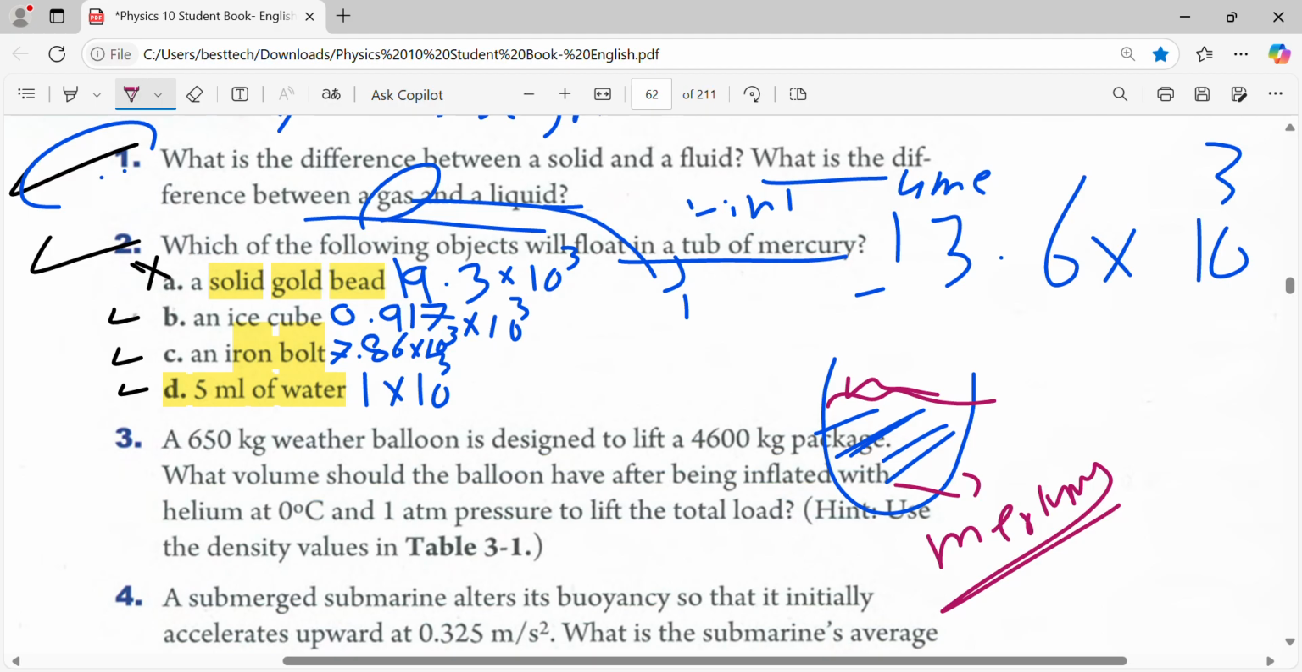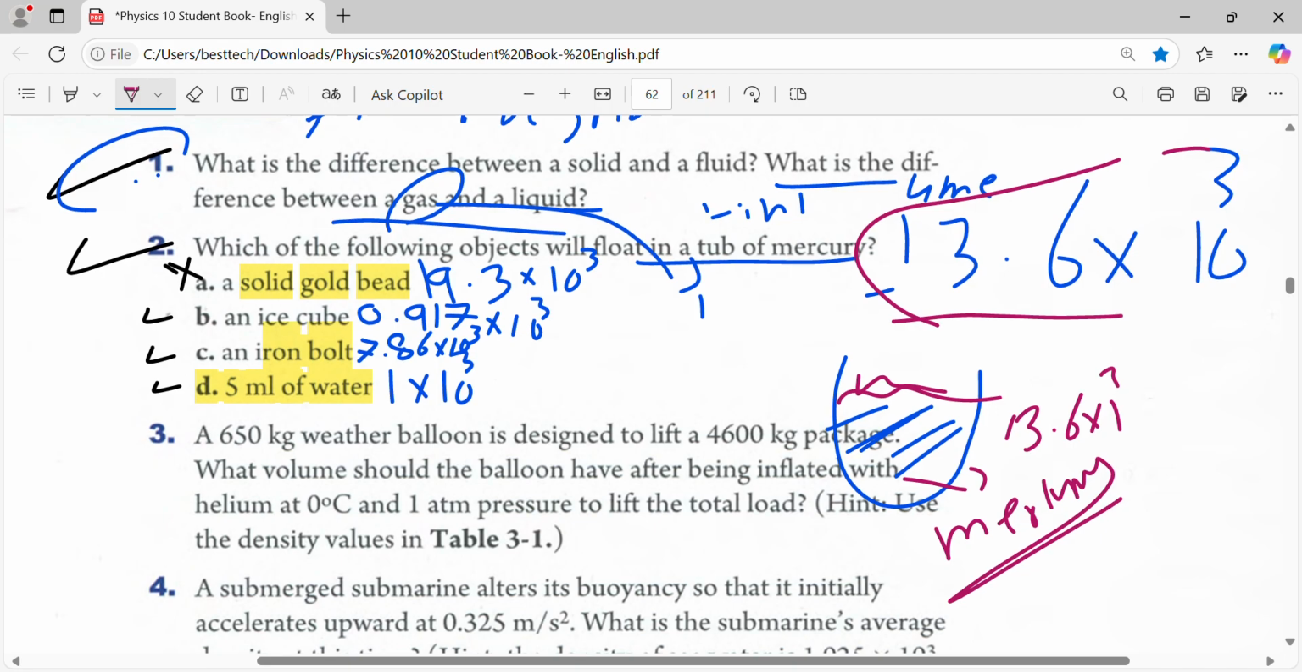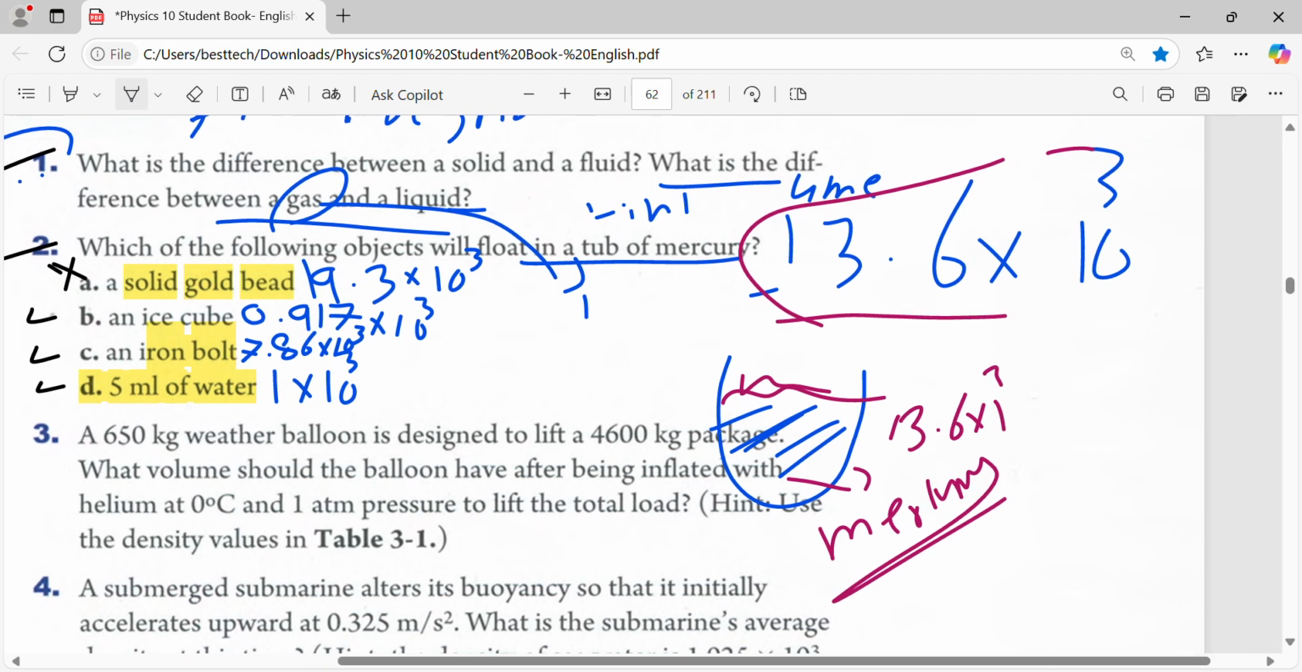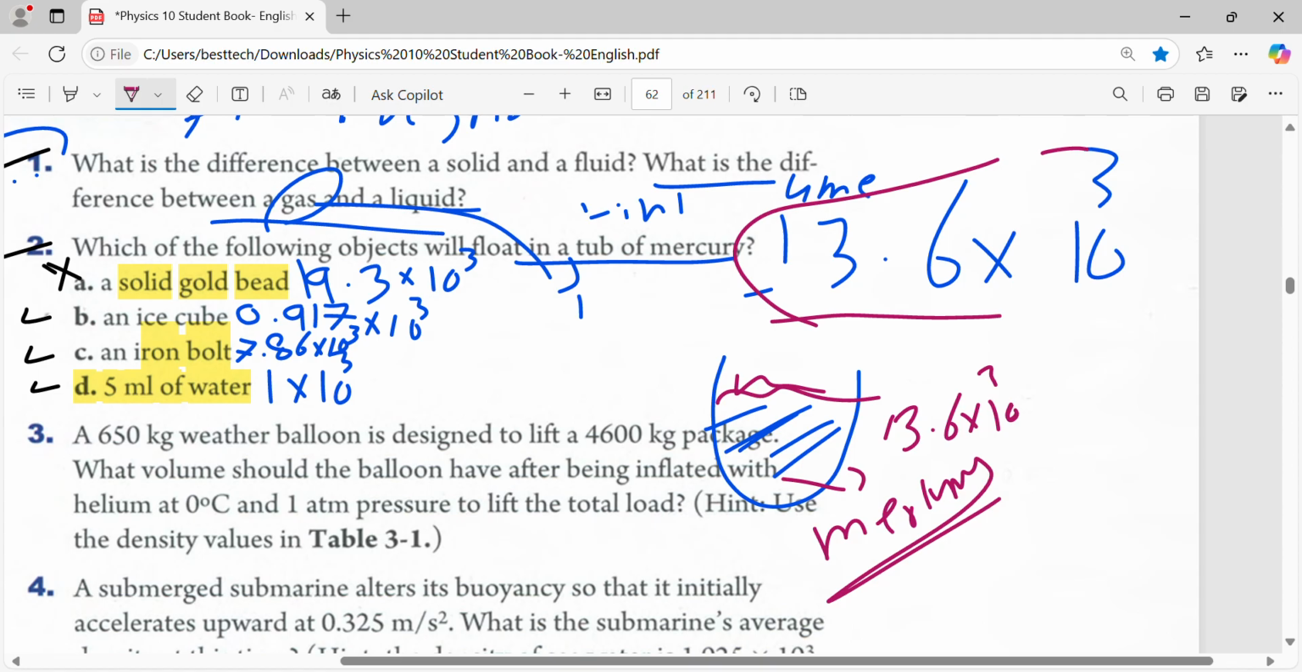The density of the mercury is equal to 13.6 times 10 power 3. So compare all of the densities. We explained that the density of the object should be smaller than the density of the mercury to stay on the surface. So check one by one. Part A, the density of solid gold is 19.3, which is bigger than 13.6.